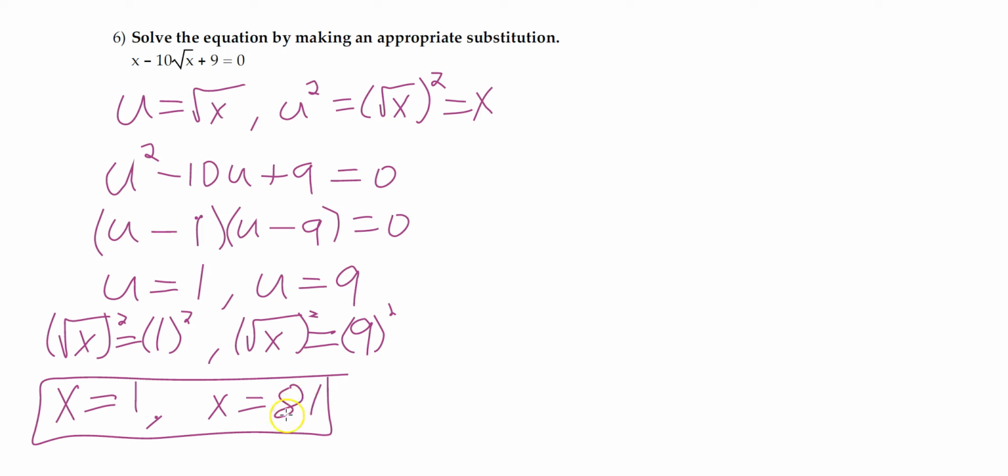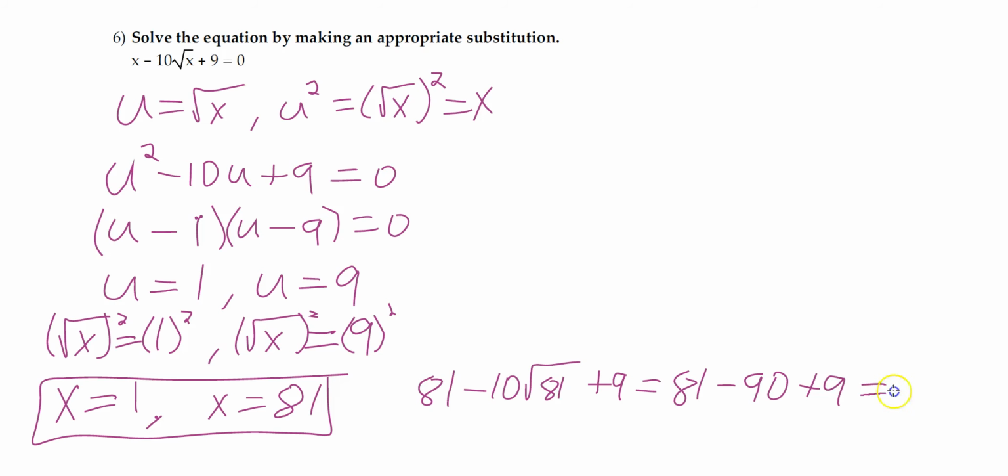For example, 81. If we plug in 81 for x, we have 81 minus 10 times the square root of 81 plus 9. That would be 81 minus, that's 9 times 10, 90, plus 9, that's 0. Check. So you can go through and check your answers to all types of equations. Now if you try to check u equals 1 and 9 and plug those in, they would not work. Well, 1 would, that would trick you, but 9 would not work.